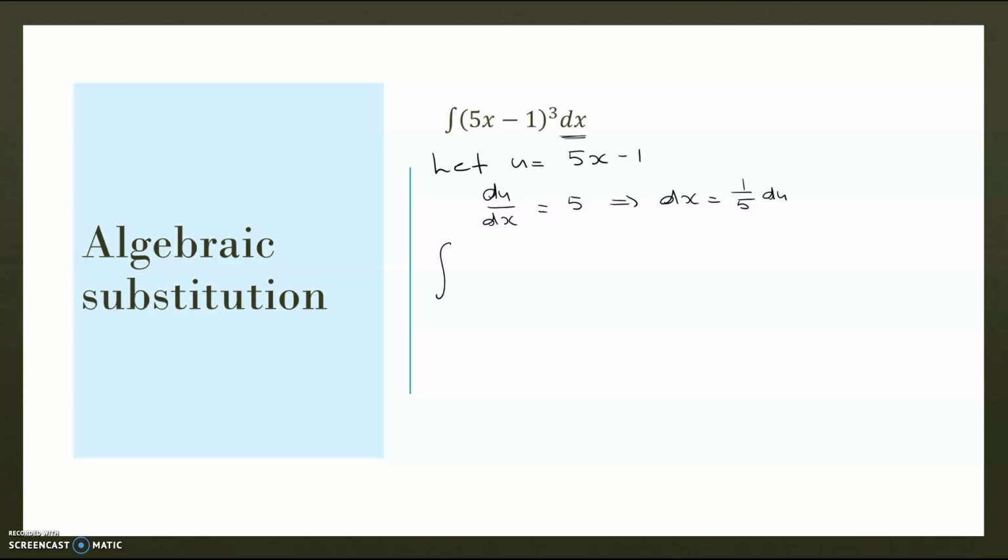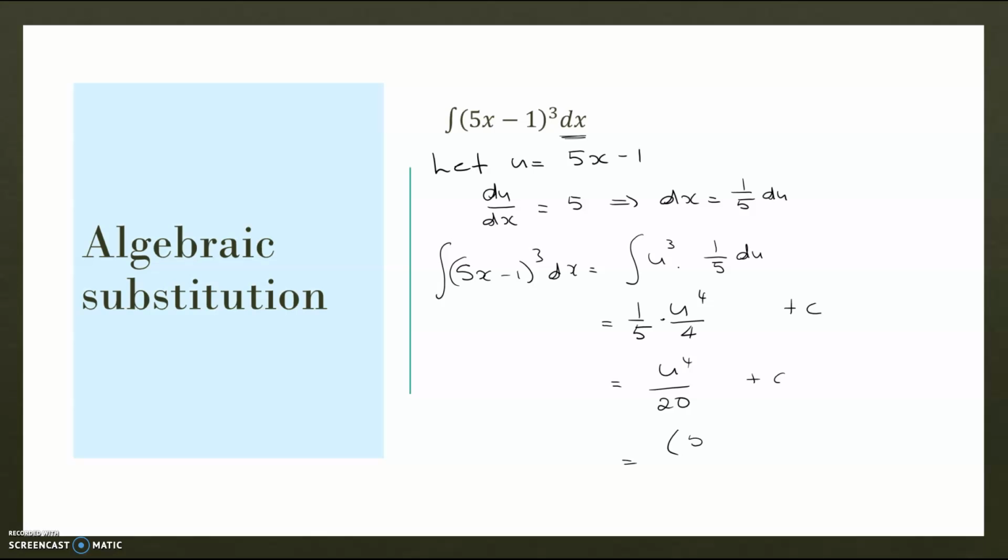Put it all together. So now the integral of (5x minus 1) cubed is going to be the integral of u cubed times a fifth du. What we've got now is something that we can easily integrate. The fifth stays. The integral of u cubed is u to the 4 over 4. We can tidy that up: u to the 4 over 20. And then we replace u with what we started with. So it would be (5x minus 1) to the power of 4 over 20, plus c.